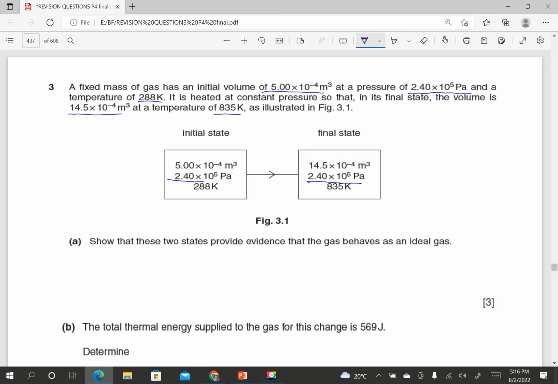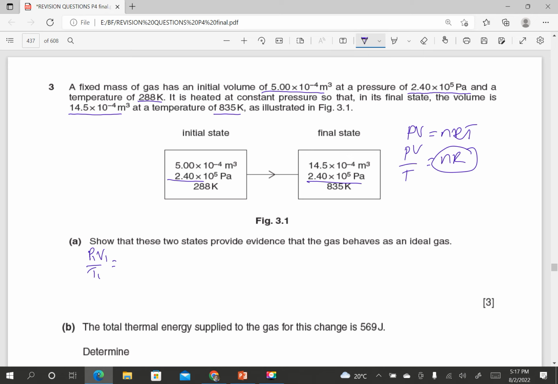If the gas behaves as an ideal gas, then PV over T should be equal to a constant, because we said an ideal gas is a gas which obeys the equation PV equals nRT. So if the gas is ideal, then PV over T should be equal to nR, which is a constant. We are just going to try and verify that. Let's start with the first stage. I'll call this one P1, V1, T1. So let's check P1 V1 divided by T1. We are substituting the values.